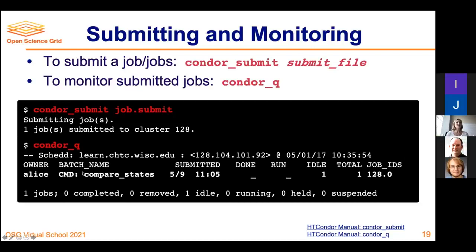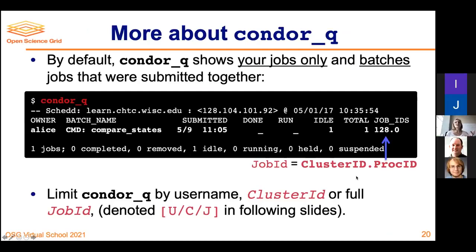And we get here a summary such that if we had submitted multiple jobs with a submit file, there'd still be just one line that tells us how many of them are done, running, or idle, which is what we would see immediately after submitting this job. So there's one total job. A little more detail here.